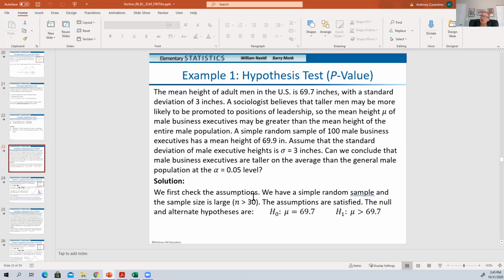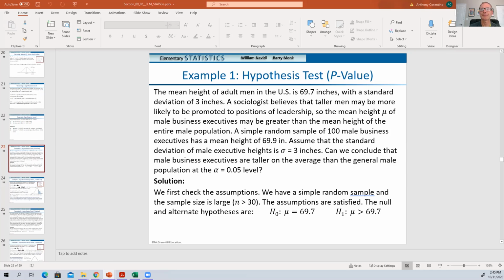So when you set up your hypothesis, right, it's going to be equal to the mean for the null, and greater than for the alternative. And since our n is greater than 30, we could do this, given that we're given the population standard deviation. So again, this is a right tail test. So let's walk through this one again.